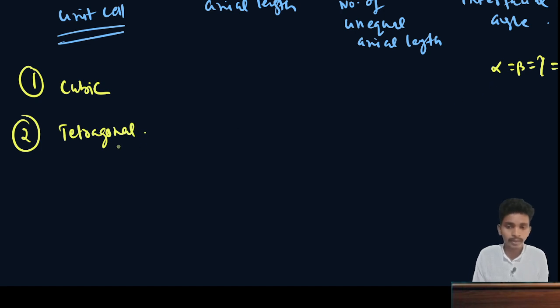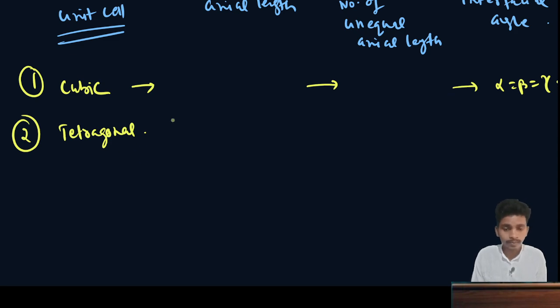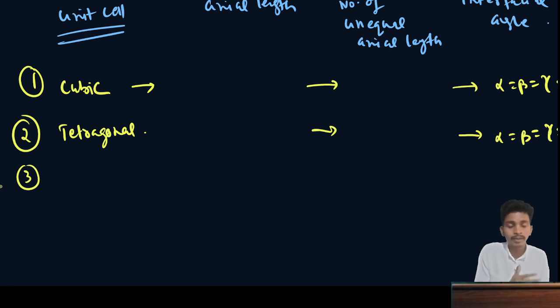Here also you write alpha, beta, gamma equal to 90 degree. For tetragonal also, alpha, beta, gamma equal to 90 degree. First cubic, then tetragonal, then orthorhombic. We see that alpha, beta, gamma is 90 degree.